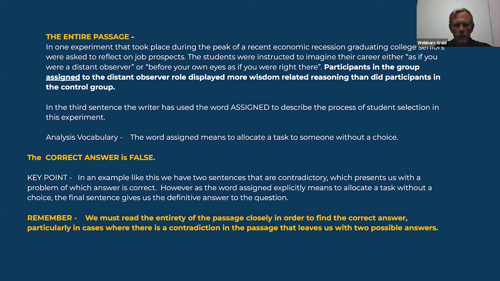So we really must remember in these cases to read the entirety of the passage closely in order to find the correct answer. Because there will be contradictions in the passage that will leave us with two possible answers. What we are looking for is the clearest and most explicit language to give us the answer.